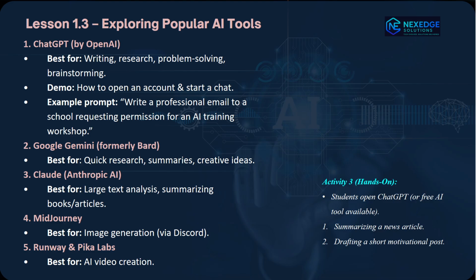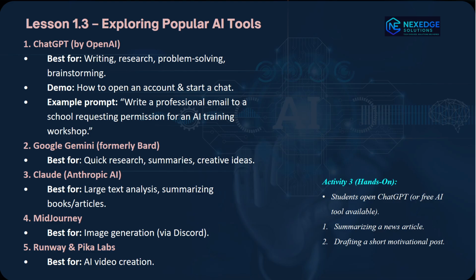And we also have number four, which is Midjourney. Midjourney is best for image generation. And the fifth one is Runway and Pika Labs. Runway is also a popular one that is used for video creation. So it's best used for AI video creation.